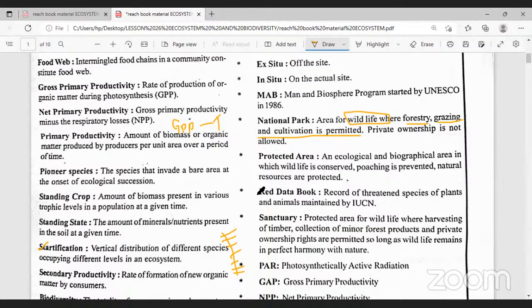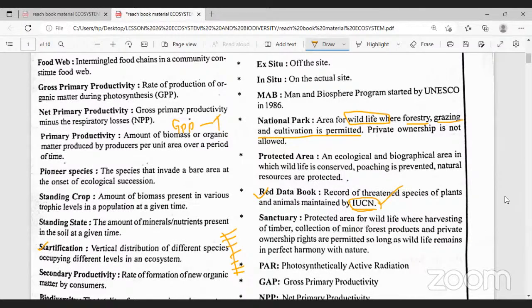And the next one is very, very important, my dear students. So many times they have asked about the Red Data Book. What is the meaning of the Red Data Book? It is nothing but a book. It contains the record of threatened species of plants and animals maintained by IUCN. So many times they have asked this question: the Red Data Book is maintained by which committee? IUCN. This is very, very important, my dear.